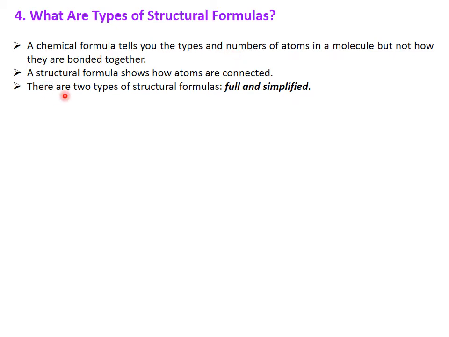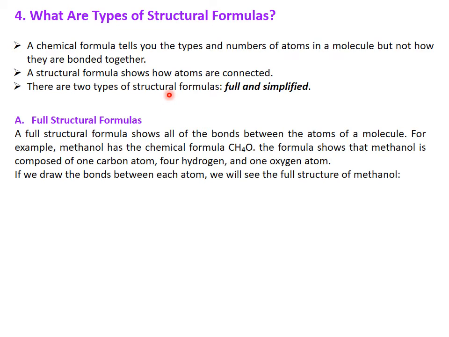We have to know that there are two types of structural formulas, full and simplified. Let's start with full structural formulas. A full structural formula shows all of the bonds between the atoms of a molecule. For example, methanol has the chemical formula CH4O. The formula shows that methanol is composed of one carbon atom, 4 hydrogen atoms, and 1 oxygen atom. If we draw the bonds between each atom, we will see the full structure of methanol. This is the full structural formula of methanol.